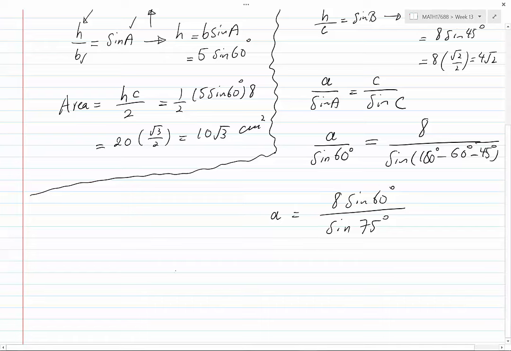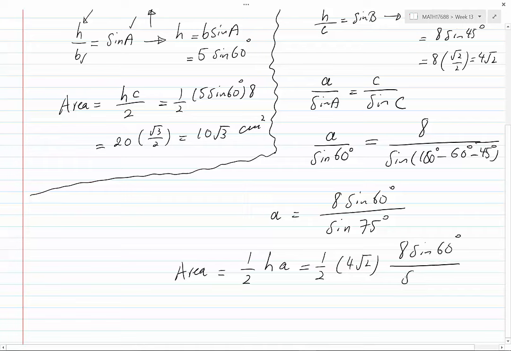The area of this triangle is half of the altitude which lands on A times A, and this is 1/2 the altitude times A, which is 8 sine 60 degrees divided by sine 75 degrees. If we use our calculators, we see that the area is approximately 20.28 centimeters squared.